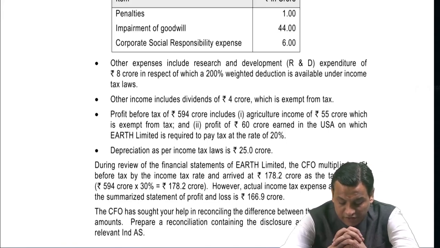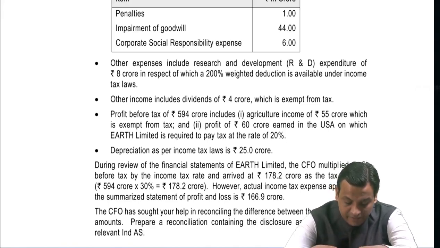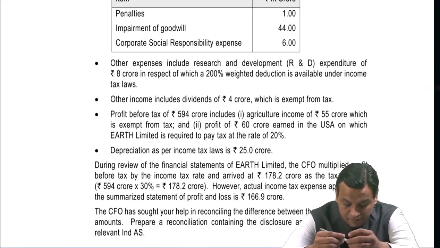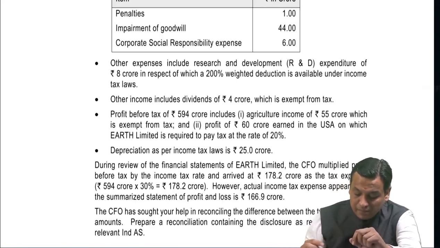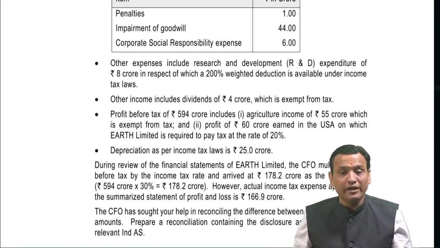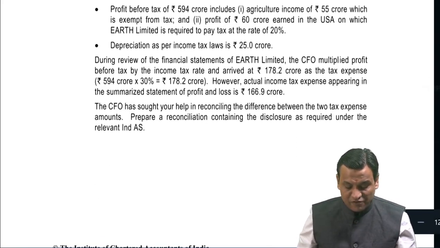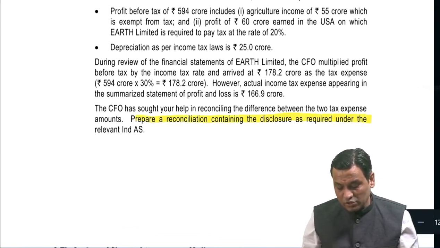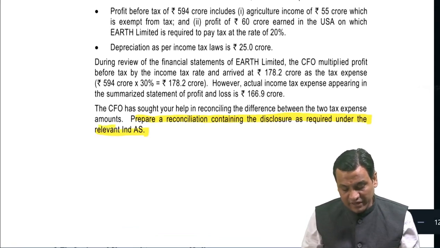During review of the financial statements of Earth Limited, the CFO multiplied the profit before tax by the income tax rate and arrived at 178.2 crores as the tax expense. However, the actual income tax expense appearing in the summarized statement of P&L is 166.9 crore. The CFO has sought your help in reconciling the difference between the two expense amounts. Prepare a reconciliation containing disclosure as required under the relevant Ind AS.